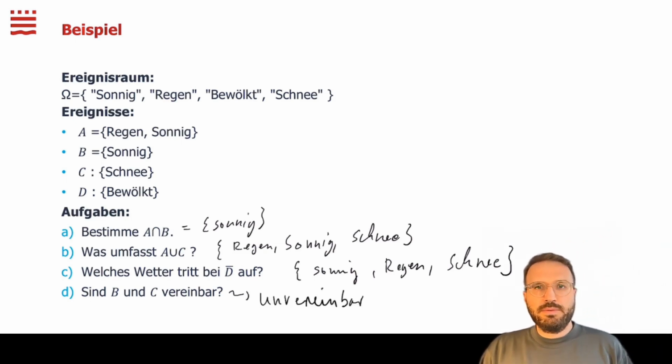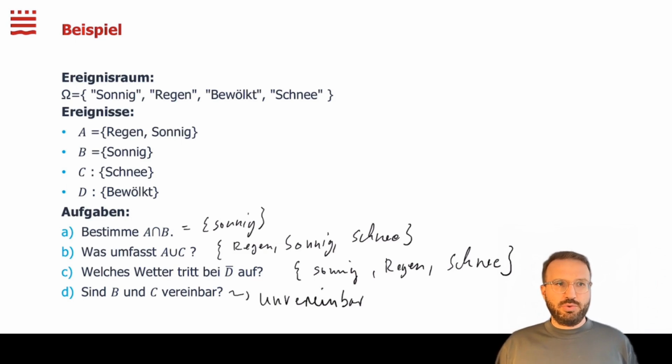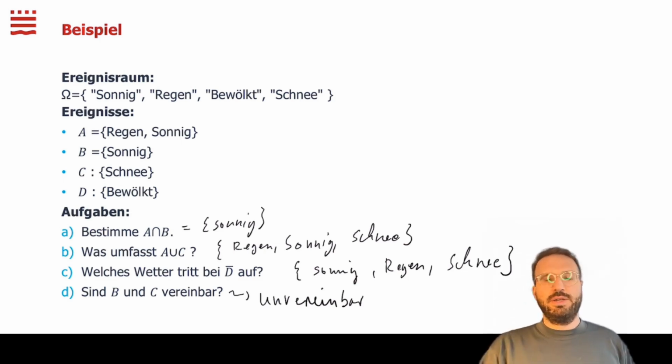Okay. These are the most important terms that you should internalize before we move on to the axioms of probability and the concept of probability in the next step.